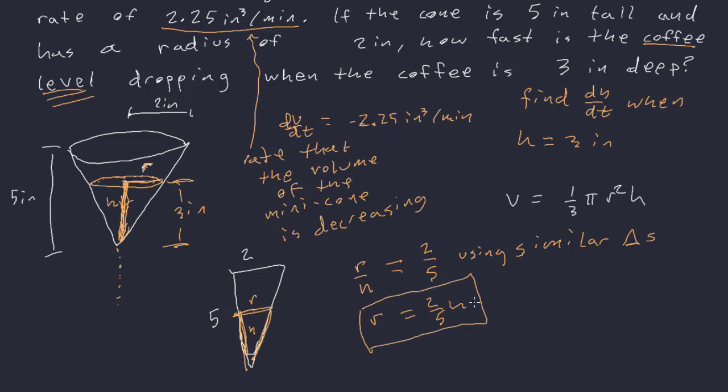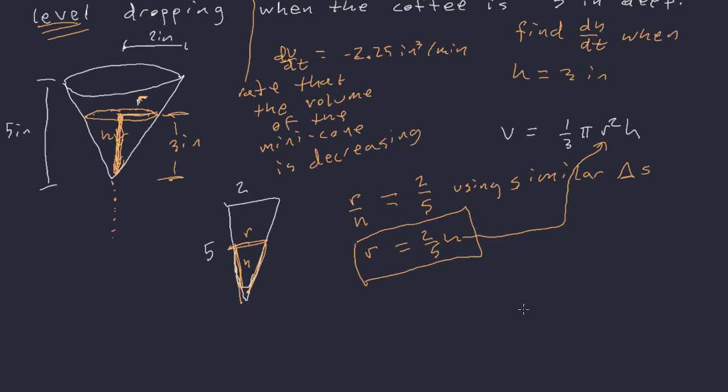So if we plug this in for r, we can have this in a form that is only in terms of h. That will definitely simplify our lives a lot. So V is going to be 1/3 pi, and r I'm going to replace with 2/5 h all squared, times h. Now, I will mention there are ways we could do this without simplifying it this way, but it's going to be a lot easier because we'll avoid using the product rule.